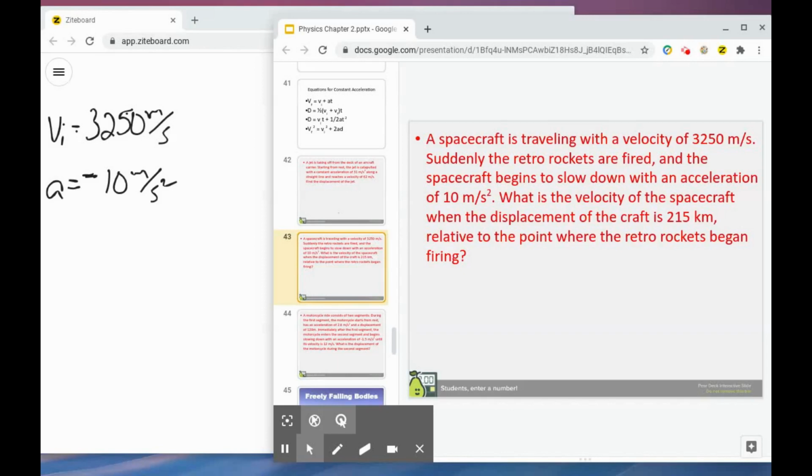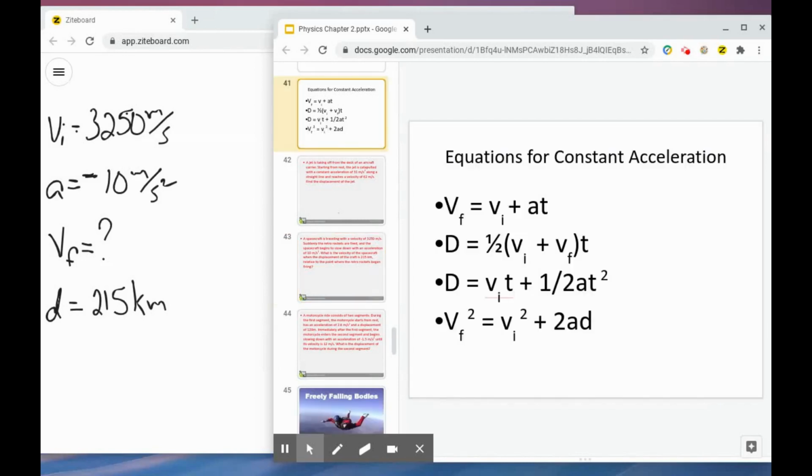What is the velocity of the spacecraft when the displacement of the craft is 215 kilometers? So we're looking for final velocity. And it says the displacement is 215 kilometers relative to the point where the rockets begin to fire. Okay, so we have velocity, acceleration, and displacement. Again, we don't have time, so we're also going to use that same equation from last time.